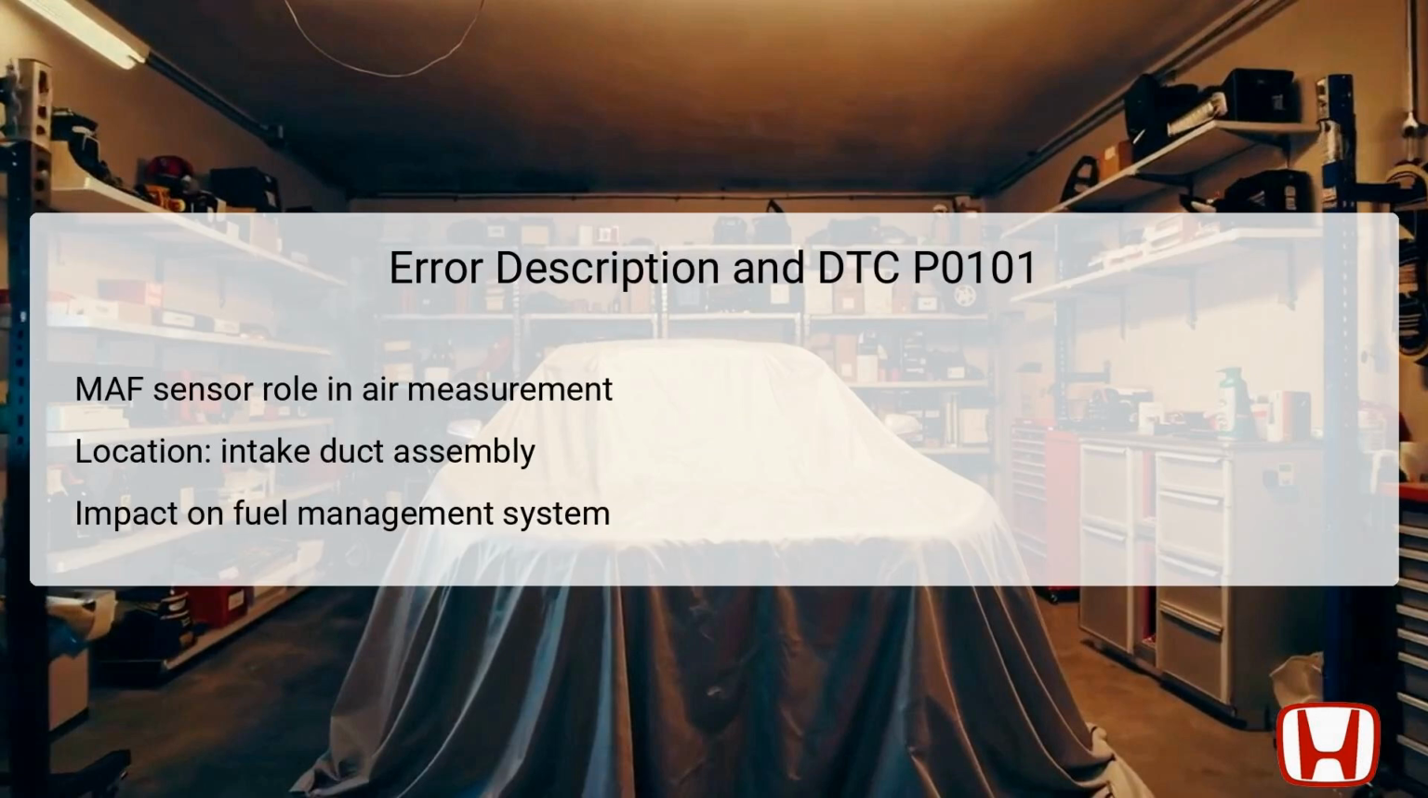The MAF sensor, or mass airflow sensor, is critical for measuring the amount of air entering the engine to ensure an optimal air-fuel mixture. It's typically located in the intake duct assembly, positioned after the air cleaner and before the throttle body. The sensor sends real-time data to the Engine Control Module, ECM, which utilizes this information to adjust fuel injection and timing. If the MAF sensor signal is outside the expected range, it can lead to incorrect calculations of air volume, causing lean or rich engine conditions that negatively impact fuel efficiency and engine performance.